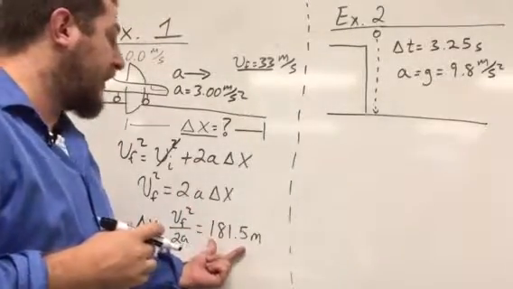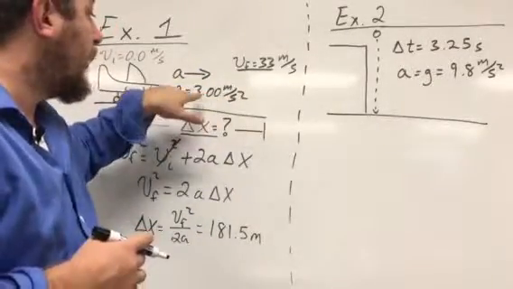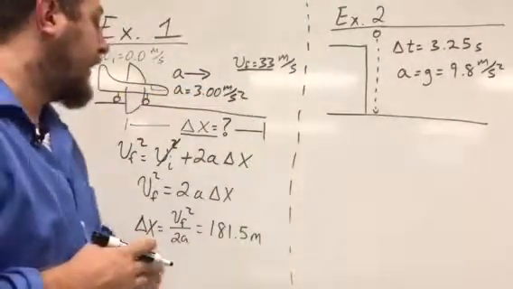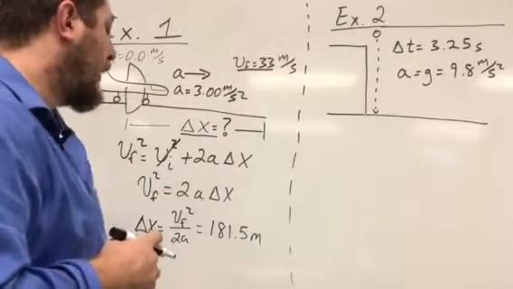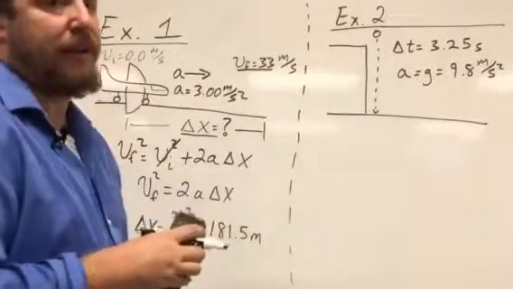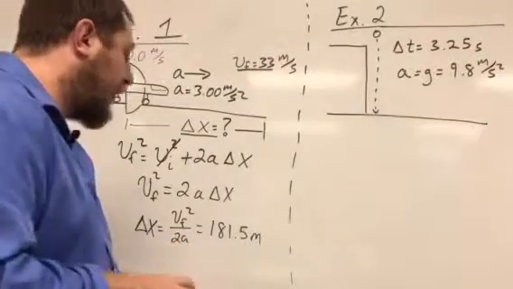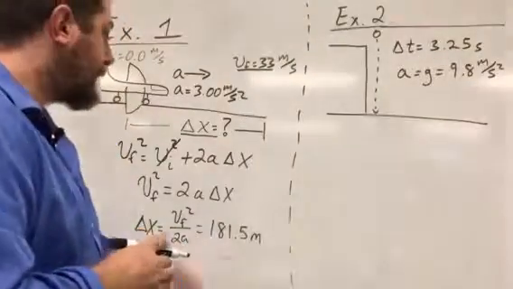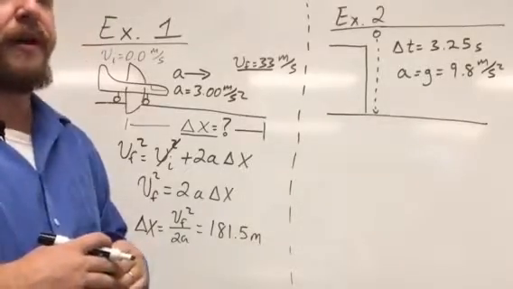Okay, so the runway needs to be a minimum of 181.5 meters. If the runway is any shorter than that, the plane will not be able to achieve this velocity with this acceleration. Now, technically, according to sig figs, this should be 182, and in fact, technically, according to sig figs, it should really be 180 because I only have 2 sig figs here. But anyway, you get the idea. That is how I can apply this equation to this particular situation.